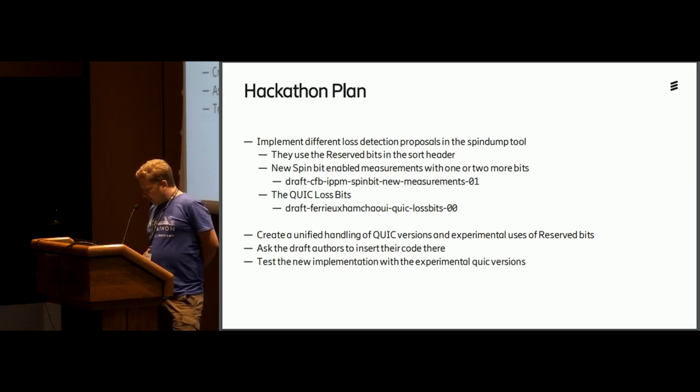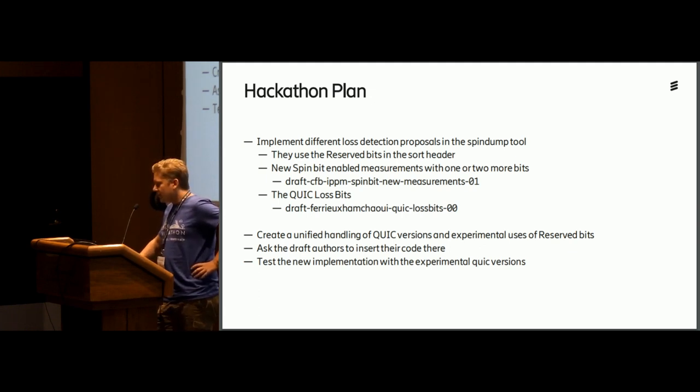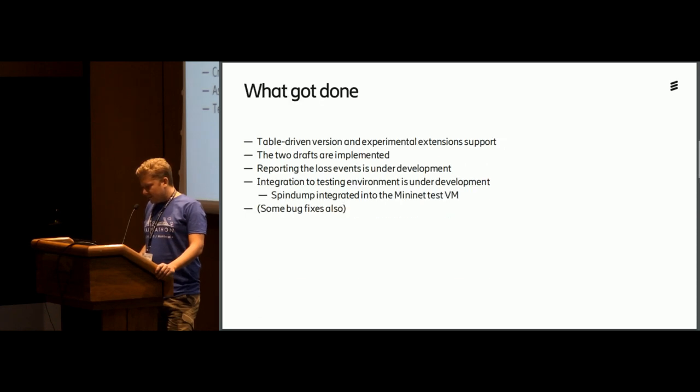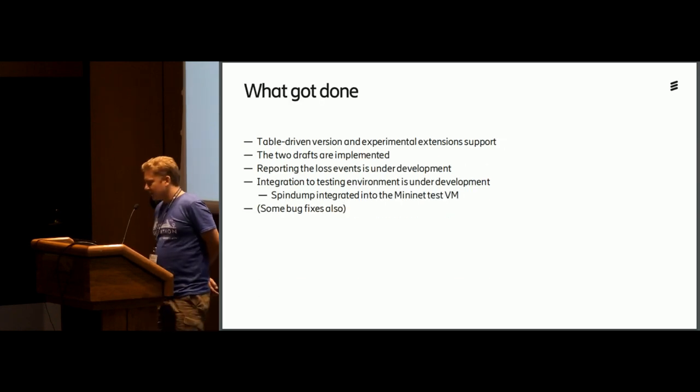So we needed also to create some sort of unified handling of QUIC versions, because we now start to see a lot of different versions and different uses of these experimental bits. And yeah, that's basically what we tried to do. And what got done was that we made a table-driven version of experimental and non-experimental QUIC versions. We implemented two drafts of these loss measurement bits, and we are currently developing sort of reporting of loss measurement events in our tool. We're also integrating this into some testing environments, using it, for instance, a Mininet test VM that we can use to test a lot of different network scenarios, basically. We also did a bunch of bug fixes.